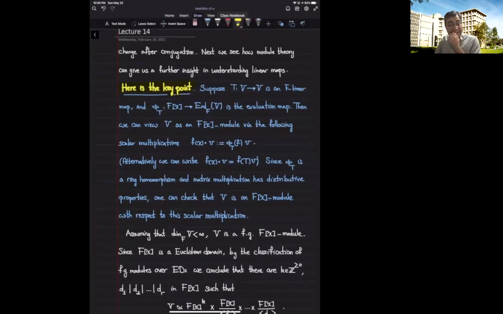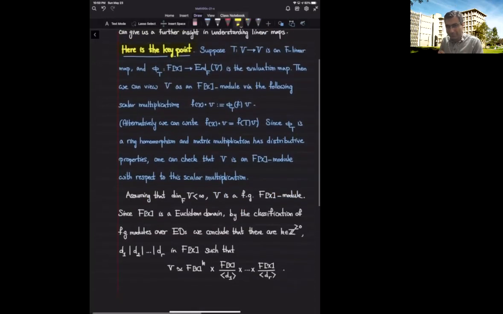Now, the next step. So far we have used this substitution and ring structure to get a better understanding of linear operators. Next, we go one step further. We use module theory to get an understanding of linear operators and get a sparse matrix representation for a given linear map. So here is the key point, pay attention here. I give you a linear map from V to V. We have already looked at the evaluation map from F[X] to endomorphisms of V. Now I'm going to view V as an F[X]-module.